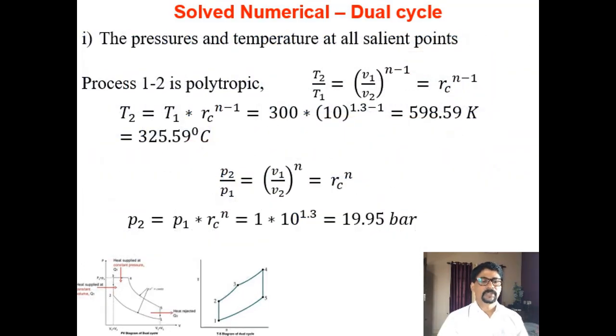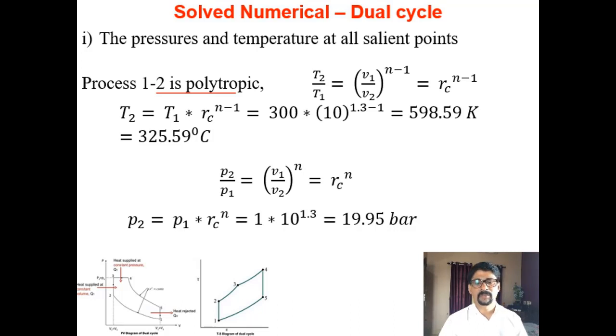Let us begin to find the temperatures and pressures. Process 1 to 2 is polytropic. Don't write isentropic this time because n is given as 1.3, so it is a polytropic process. I forgot to discuss that during the analysis. Since PV to the power 1.3 is given, n is 1.3, so you have to write that process 1 to 2 is polytropic.